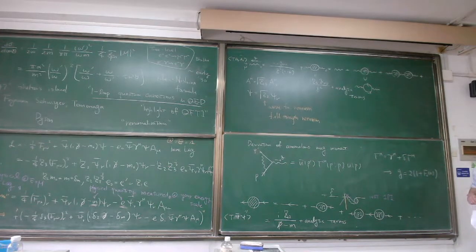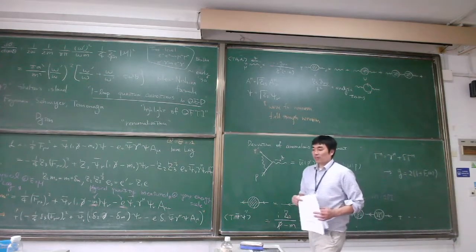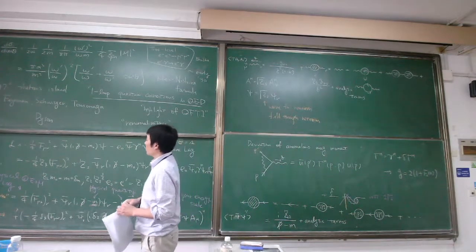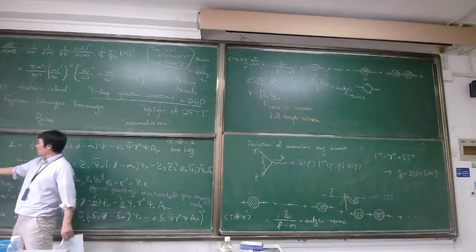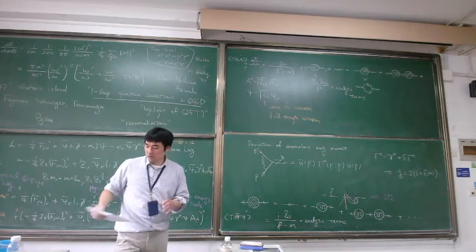I'm running out of time, so I'll stop here. Any question at this moment? From here, I think six or seven lectures are left. So the goal is to essentially evaluate this Z_i or delta I or whatever. That's our goal.